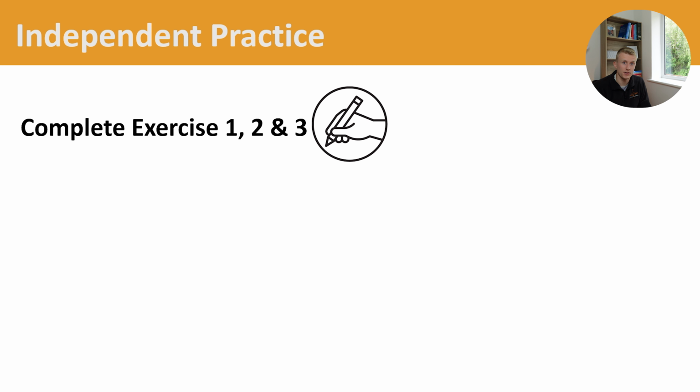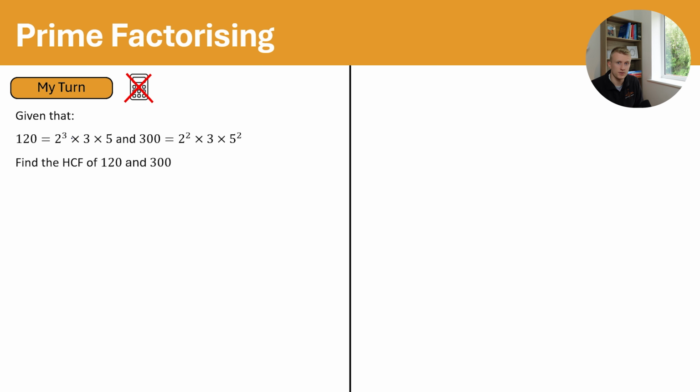If you're using our lesson booklets, you can now pause the video and complete exercises 1, 2, and 3, or alternatively, you can finish watching the video and do your exercises at the end. Our next example involves using the prime factorized versions of two numbers to find the highest common factor. So let's have a look at this one.